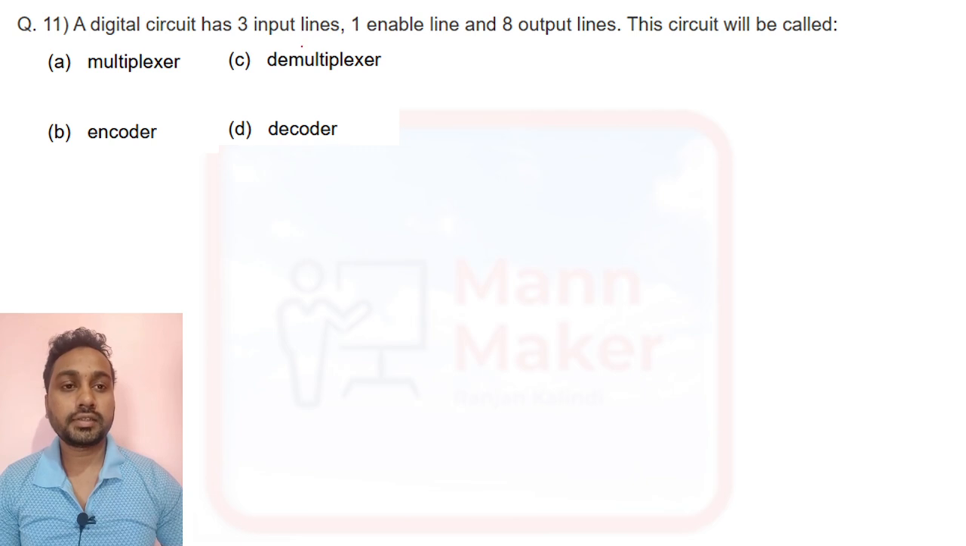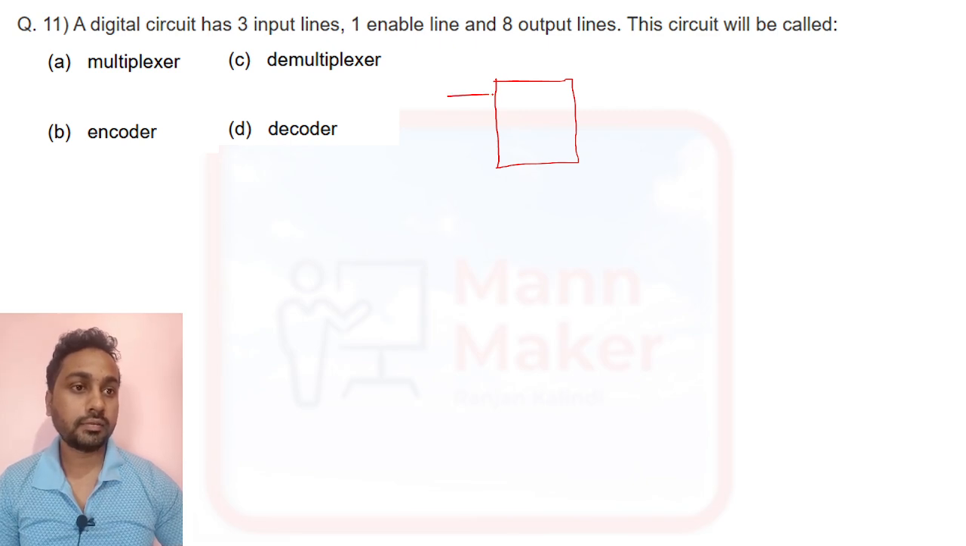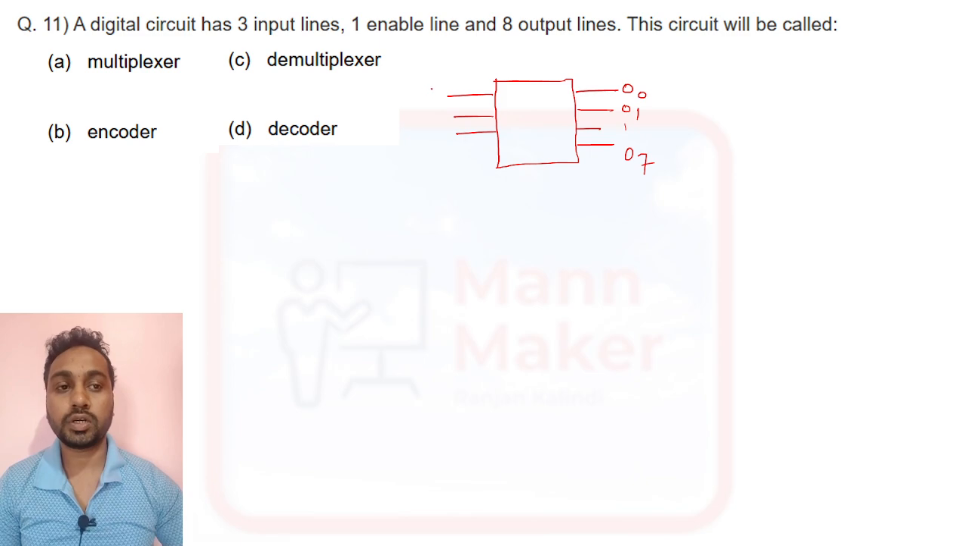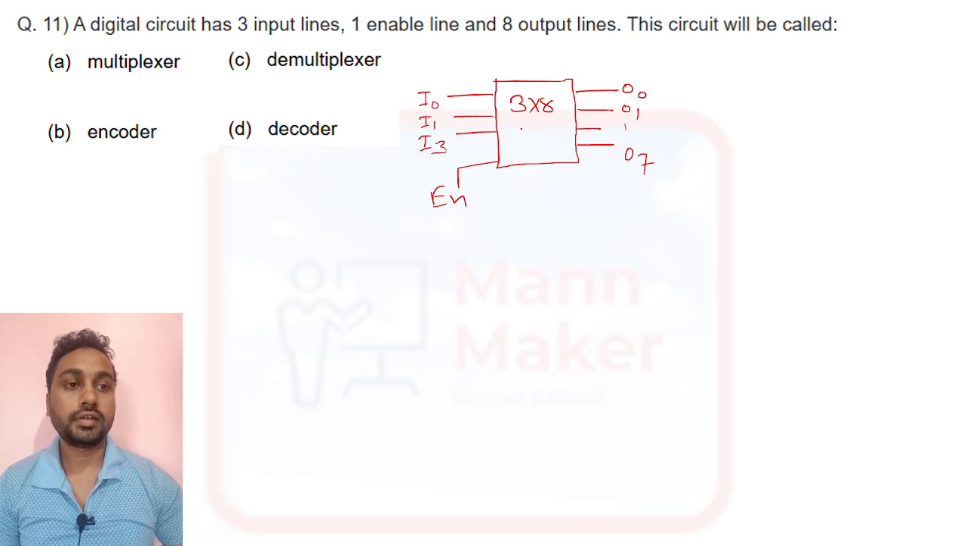A digital circuit has 3 input lines, 1 enable line, and 8 output lines. The circuit will be called what? In this circuit, they are saying they have 3 input lines and 8 output lines, O0, O1, up to O7. The input lines I0, I1, I2 are there, and one enable line is also there. So it is called a 3 into 8 decoder.